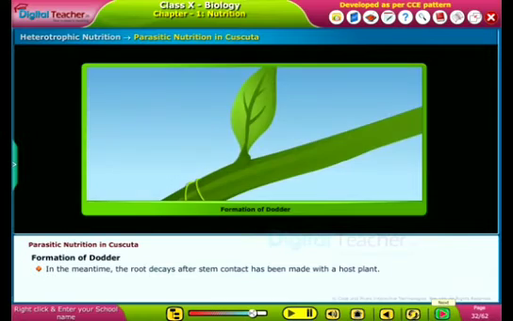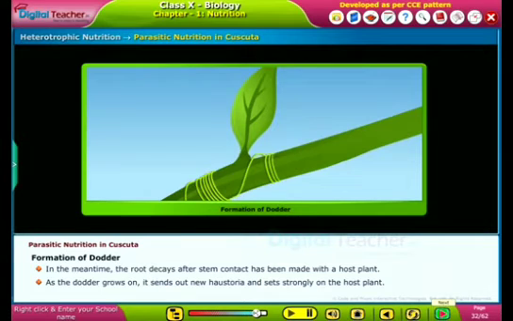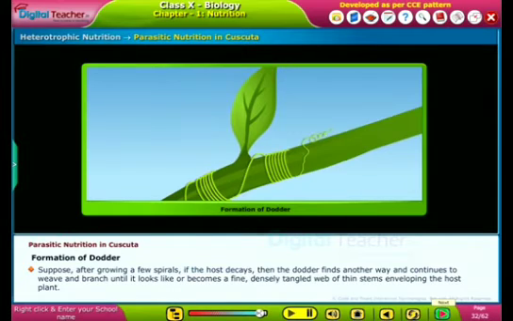In the meantime, the root decays after stem contact has been made with a host plant. As the dodder grows on, it sends out new haustoria and sets strongly on the host plant. Suppose, after growing a few spirals, the host decays, then the dodder finds another way and continues to wind and branch until it becomes a fine, densely tangled web of thin stems enveloping the host plant.